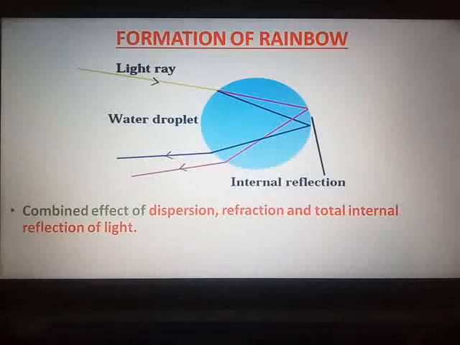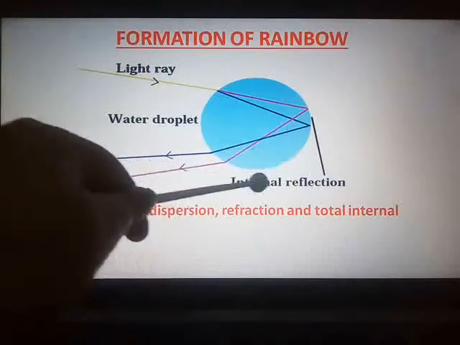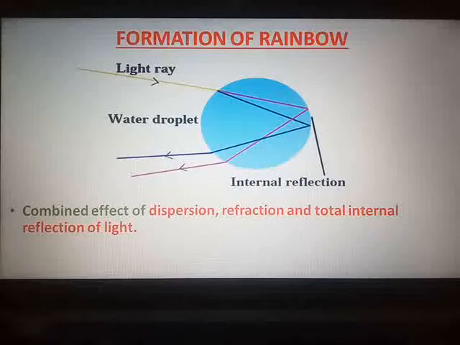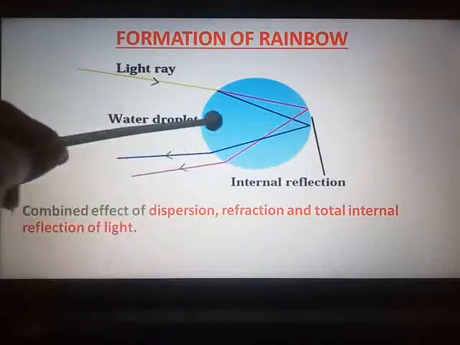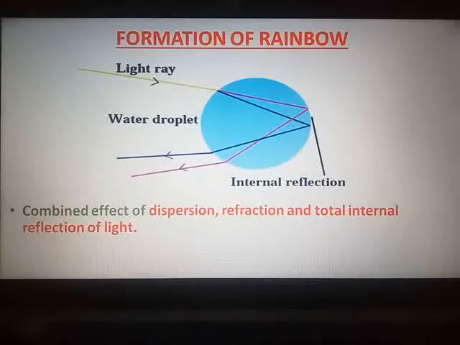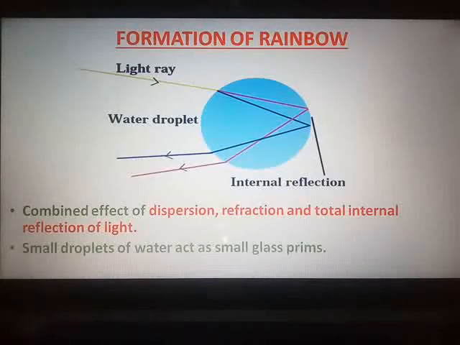Then there is internal reflection. You can see here inside the water droplet you will see internal reflection, and after that once again the light gets refracted while it comes out of the water droplet. So all these 3 processes, that is dispersion, refraction and total internal reflection of light, they produce the beautiful 7-colored rainbow in the sky.